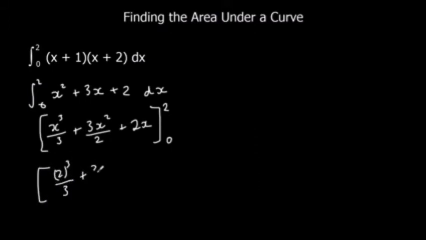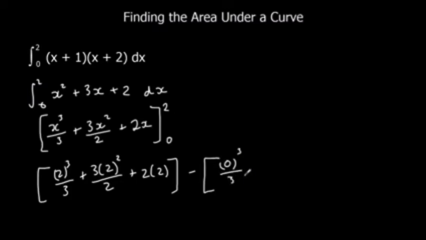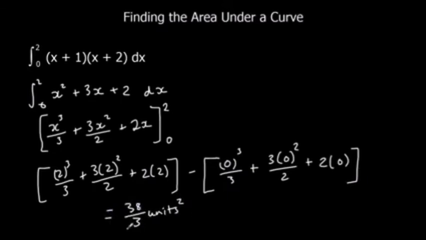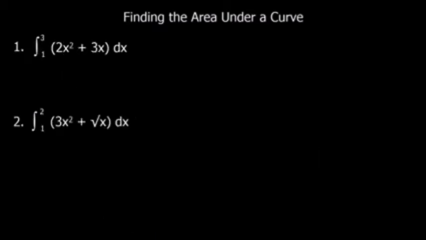So let's substitute 2 first. Let's substitute 2. Then let's close the bracket. Then we substitute 0 now, in the same result, as you can see the way I'm solving it. Substitute 0 to represent x. So if we simplify the two answers we have in the brackets, we'll get our final answer, which is 38 over 3 units squared. So we've been able to solve this question.